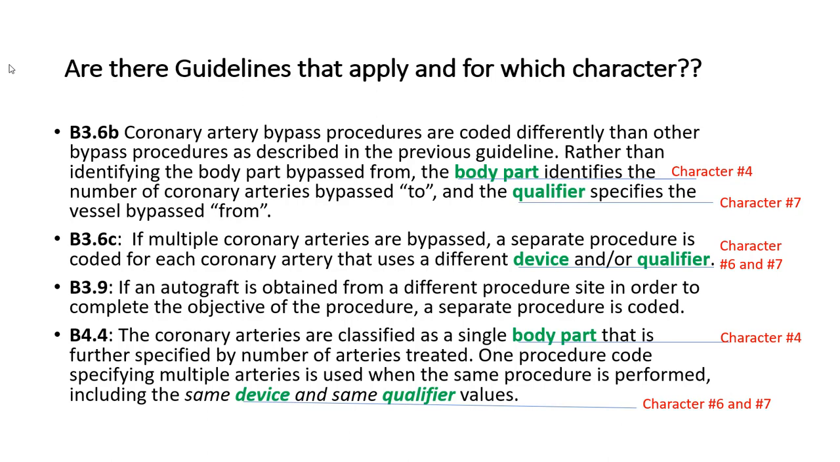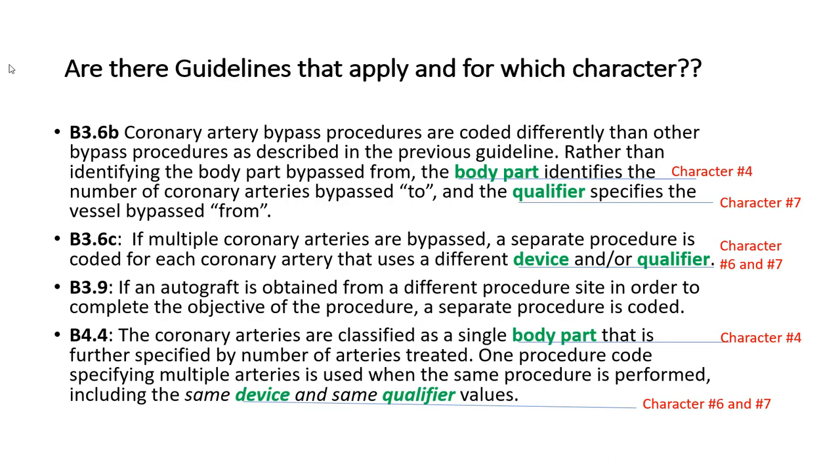The second guideline is affecting both characters 6 and 7 that says if multiple coronary arteries are bypassed, which is not uncommon, it's pretty common actually, a separate procedure is coded for each coronary artery that uses a different device and/or different qualifier. Device or whatever your grafts are, that's your device, and then qualifier is where the blood comes from. So you're looking at those two things.